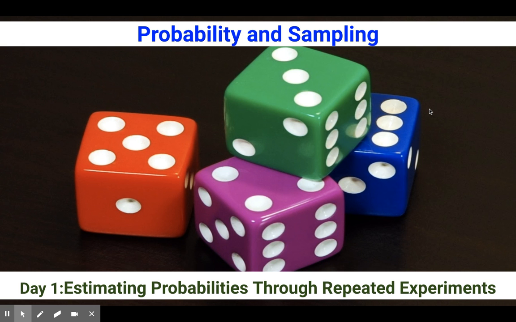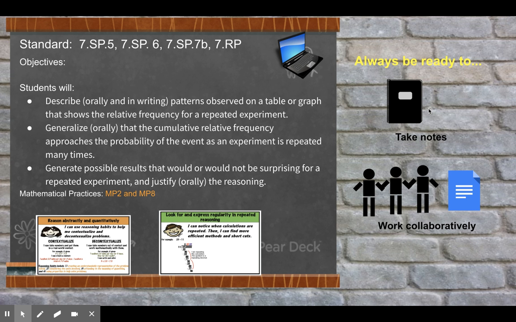So we're going to talk about probability again, but more specifically sampling. And it's day one of estimating probabilities through repeated experiments. So our standards for today are 7.SP.5, 7.SP.6, 7.SP.7b, and 7.RP.